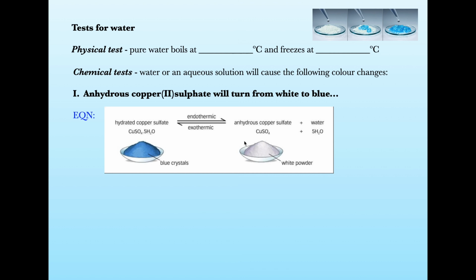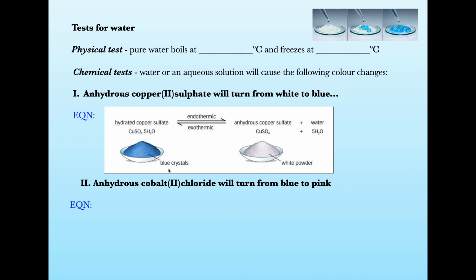Okay, so if we've got the anhydrous copper 2 sulfate, which is white, and we add water, then we cause a reaction to go in this direction, which is actually exothermic, but that doesn't matter. It turns blue, and that tells us that we've got water. If we heat the hydrated copper sulfate, then we get anhydrous copper sulfate back. So if we heat the blue copper sulfate, we get the white copper sulfate back. Okay, copper 2 sulfate in each of these cases, obviously.